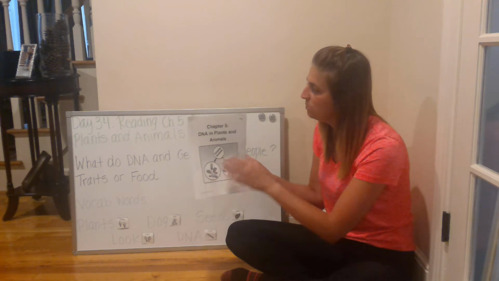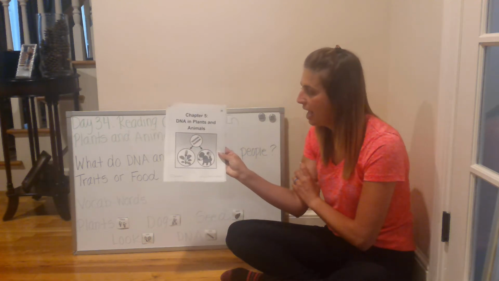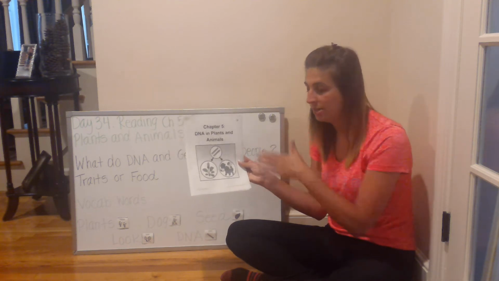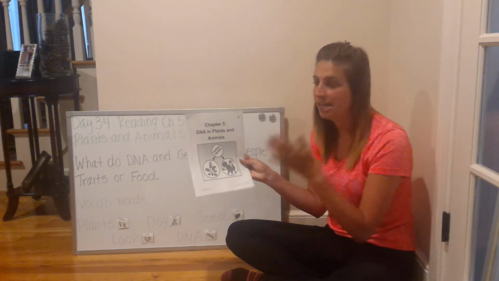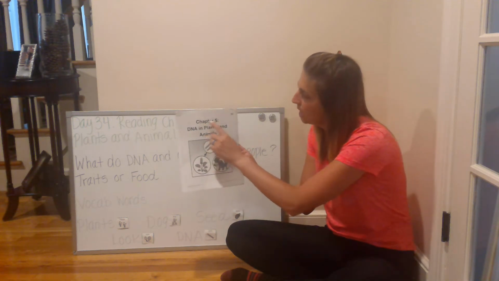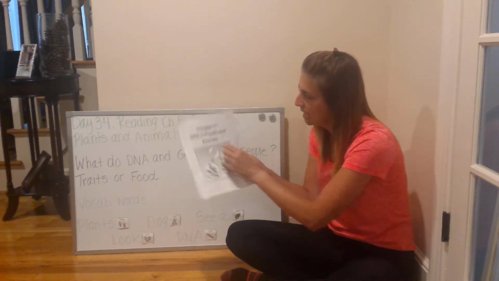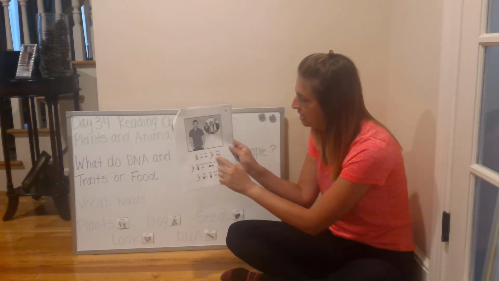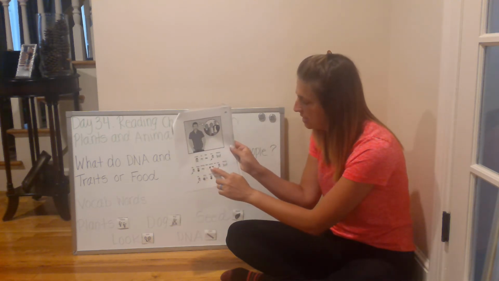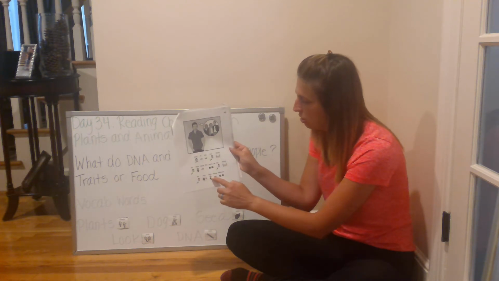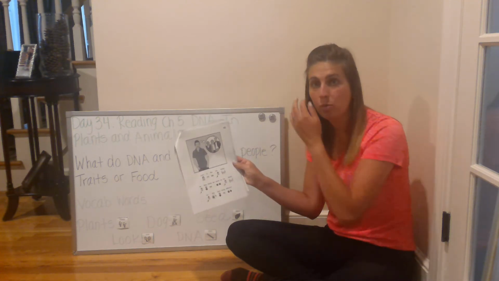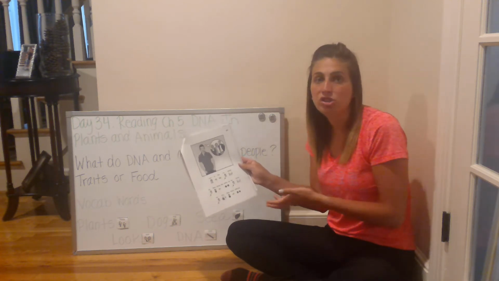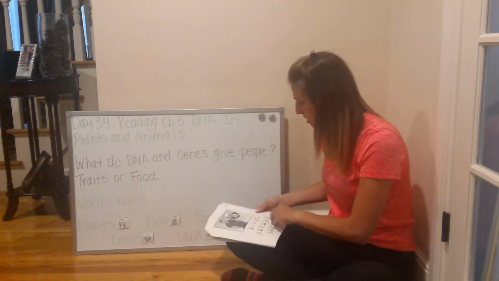So now we're going to begin reading Chapter 5 together, and you're going to follow along with me, and I will pause at some points in the story to go over some key details. So here we go. Chapter 5, DNA in Plants and Animals. Josh is like his family. He likes being the same as his family. He also likes being different. So remember, we share some similar traits with our family, but we also share some different traits with our family.